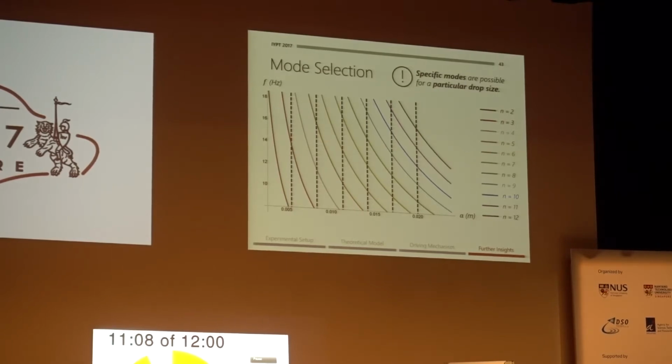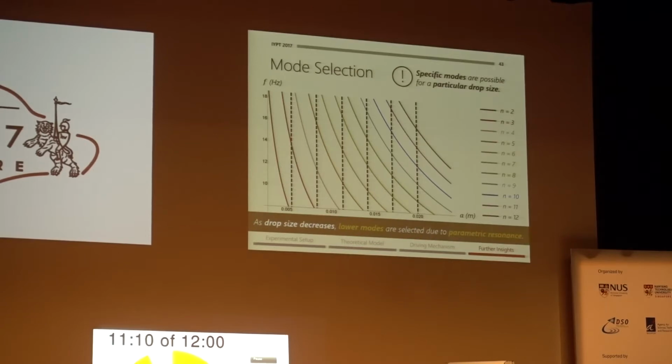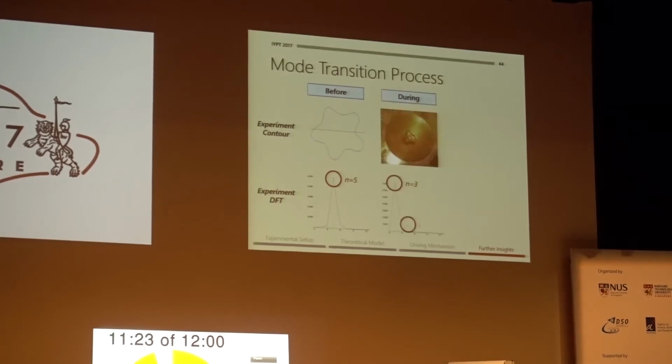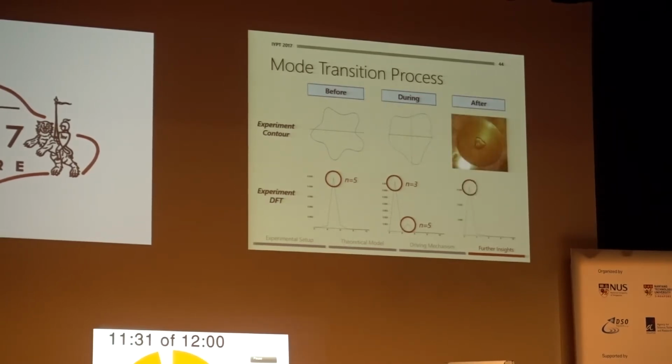Hence, as drop size decreases due to evaporation, lower modes will be excited due to parametric resonance. Now we'll look at the mode transition process. Before the transition, the drop exhibits a well-defined n equals 5 oscillation. Next, we can observe a superposition of modes n equals 5 and 3 during the oscillation, as can be seen from our discrete Fourier transform. Finally, the drop exhibits a well-defined n equals 3 oscillation, as shown.